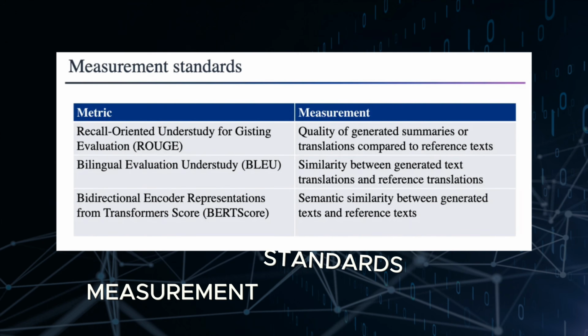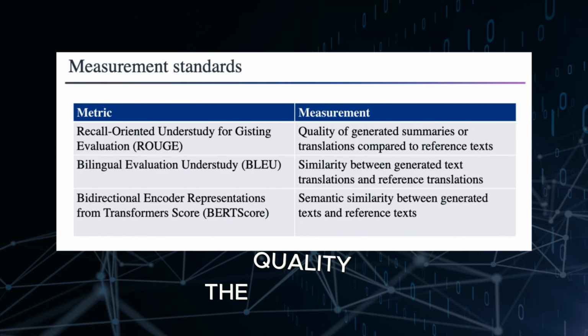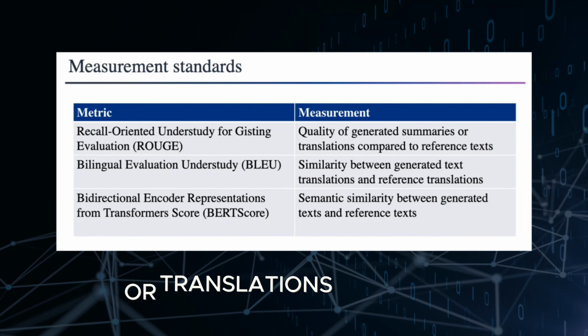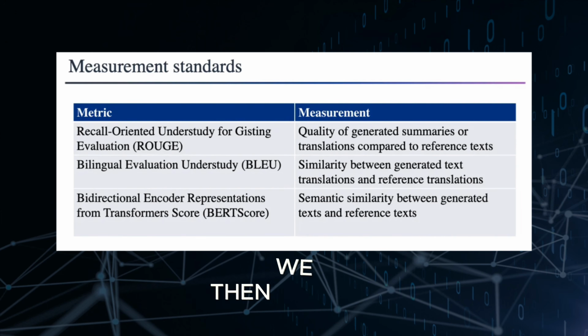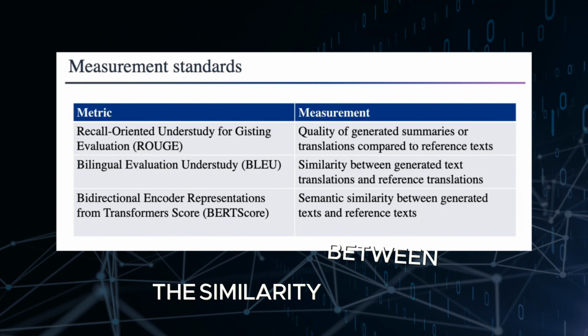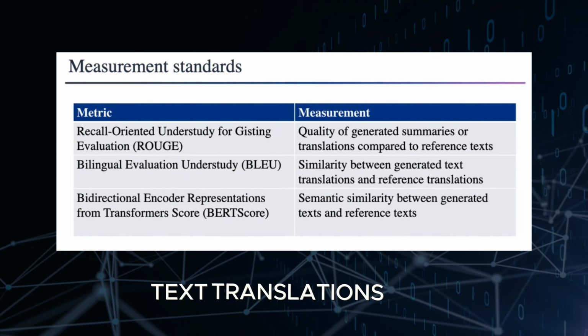Some of the measurement standards include ROUGE, which looks at the quality of generated summaries or translations compared to reference text. Then we have BLEU, which looks at the similarity between the generated text translations and reference translations. And then we have the BERTScore, which looks at the semantic similarity between generated text and reference text.